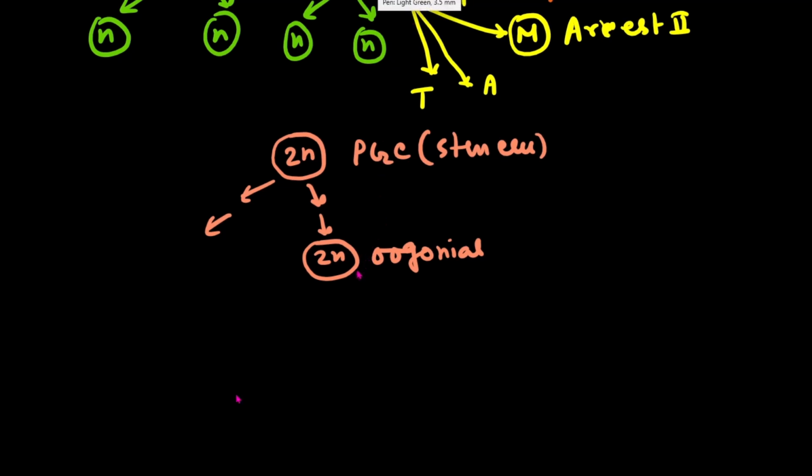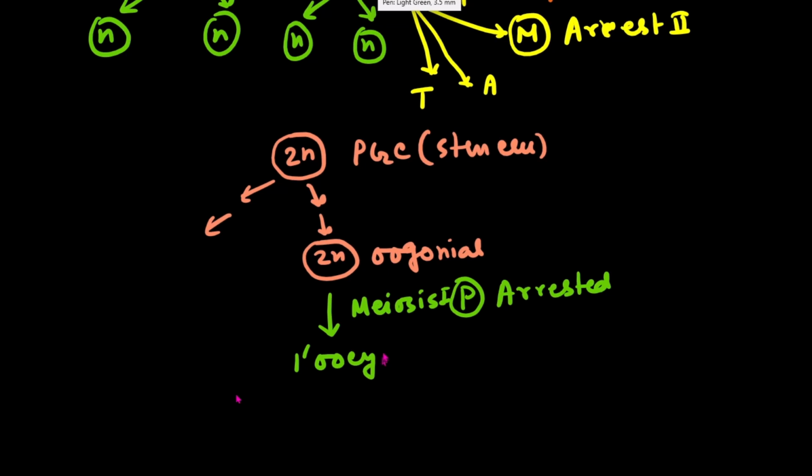And then this oogonial cell undergoes meiosis cell division. This oogonial cell undergoes the meiosis cell division, but this meiosis cell division will be arrested at prophase. So the oogonial cell undergoes the first meiotic division, but this first meiotic division will be arrested at prophase stage, and by the process of meiosis 1, this oogonial cell will differentiate into a special kind of cell, which is known as primary oocyte, right?